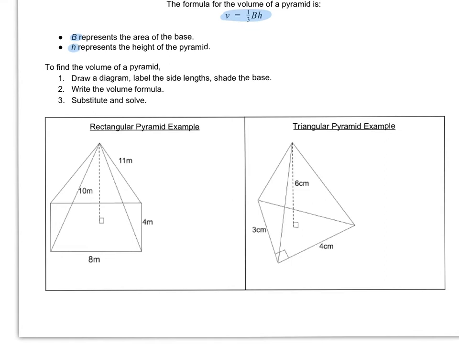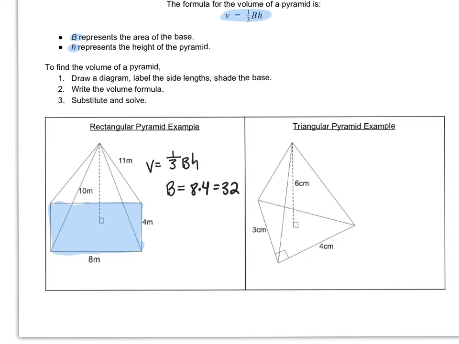Let's try it with these two. So I colored my base, and I can see that it is a rectangle. So I'm writing down my volume formula here. And then I know that since I have a rectangle as my base, the area of that rectangle, my big B here, the area of my base, is going to equal my length times my width, or 8 times 4. That's 32. So 8 times 4 is 32.